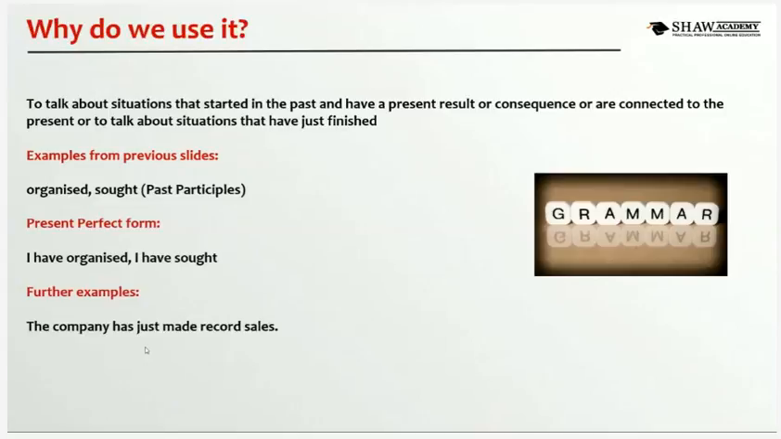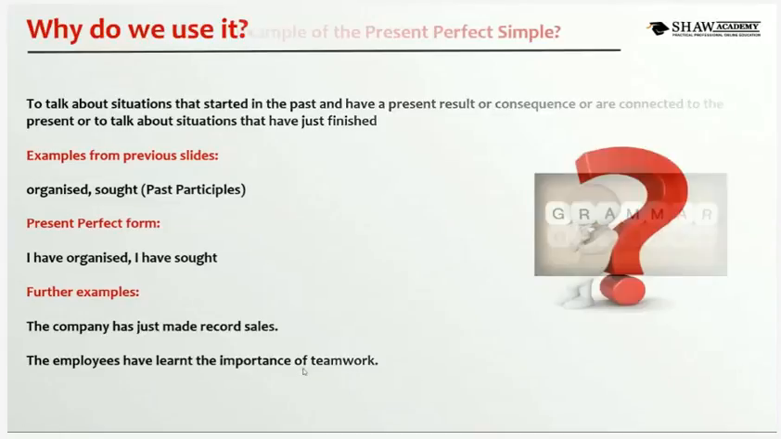So you have this result of this action that started in the past, and it's literally just finished. If it happened last week, I could use the past simple, but it has just happened, so I can use the present perfect simple. The employees have learned the importance of teamwork. So this action started in the past, and this is the result of the action. So they have learned the importance of teamwork, and they've just learned this literally, and it started in the past, and it has this present result.